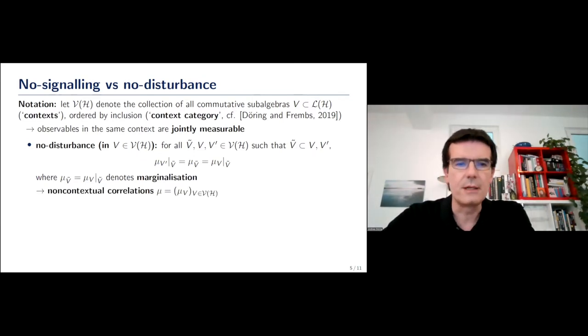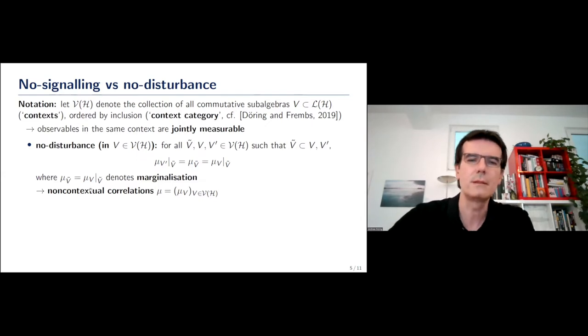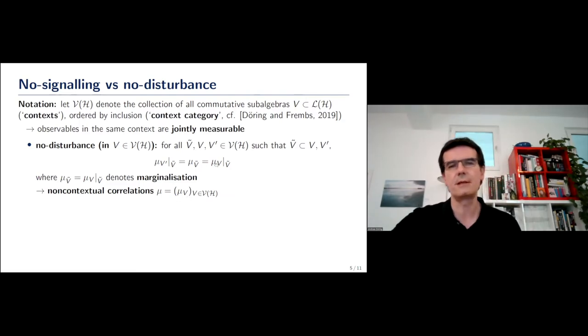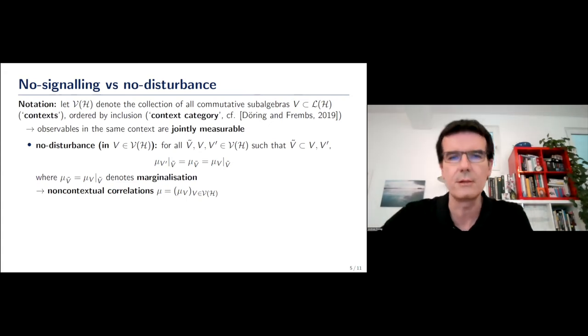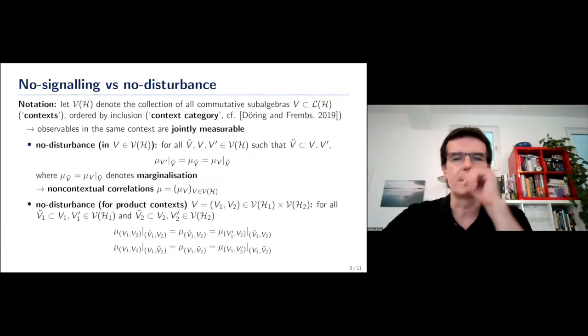And of course, you can immediately interpret this as non-contextuality conditions. And this means we get a probability distribution mu that is now given as this bunch of things defined in context, but these conditions guarantee if a projection is contained in different contexts, it's always assigned the same probability. So this is a non-contextuality condition in this sense.